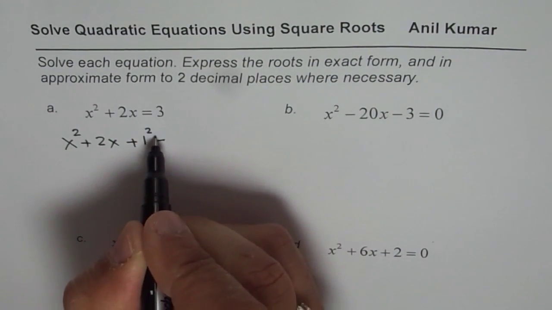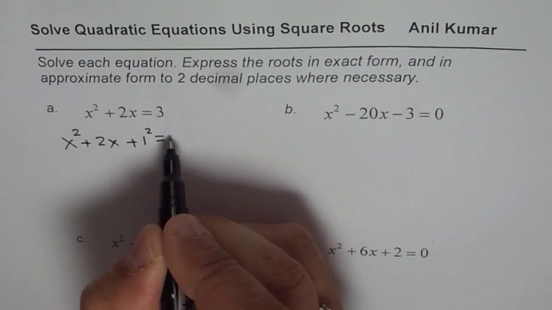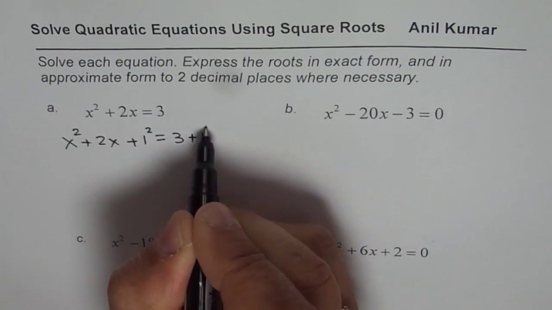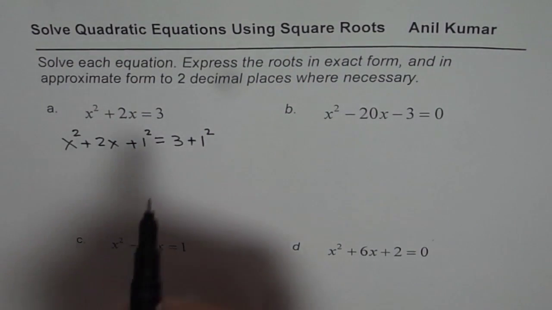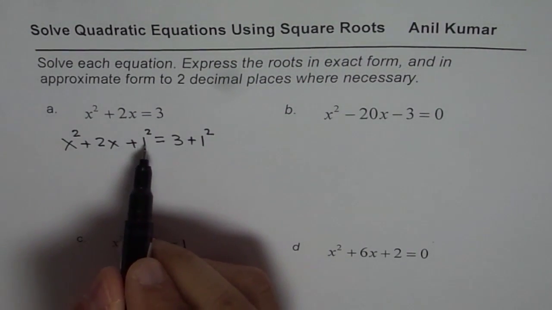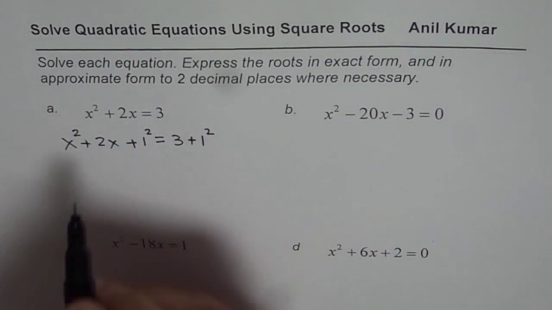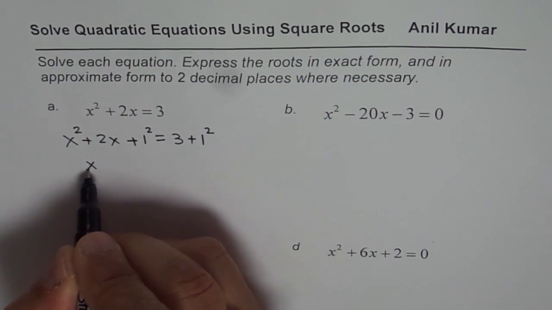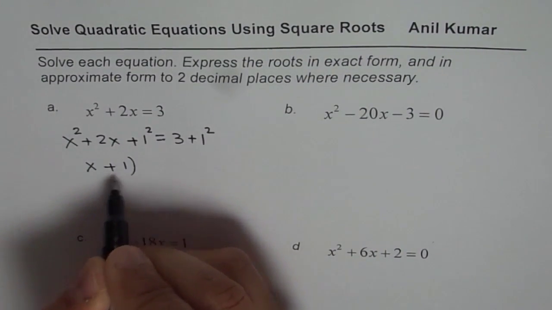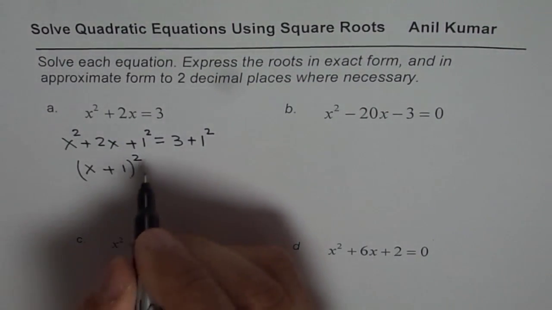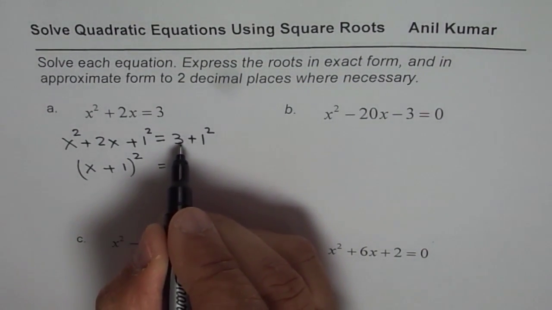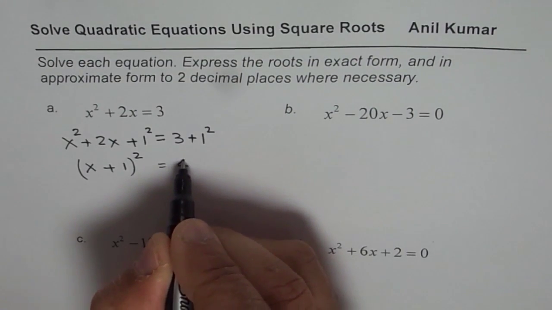Or we can say let us add 1 squared on both sides. So we could do this also. We'll add 1 squared on both sides. That is better. Now x squared plus 2x plus 1 squared, which is 1, is in fact a perfect binomial square, x plus 1 whole squared. If you expand, you get the same expression. On the right, we get 3 plus 1, which is 4.